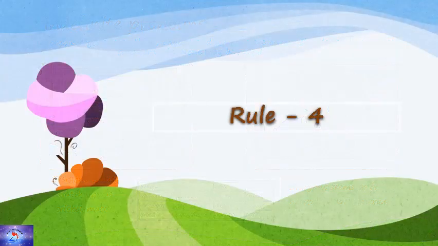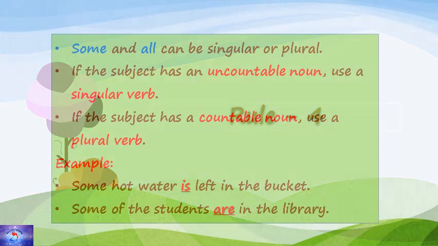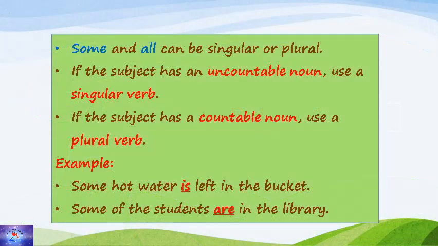So now let us learn rule 4. Some and all can be singular or plural. If the subject has an uncountable noun, use a singular verb. In the same way, if the subject has a countable noun, use a plural verb.